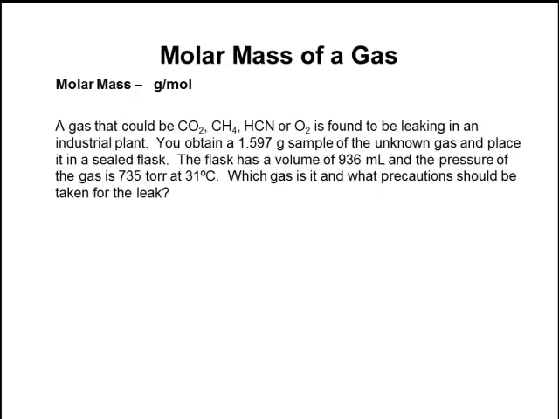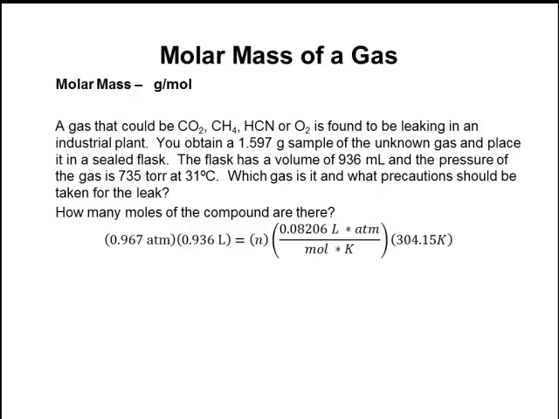Okay, so with molar mass, I want to know grams over moles. So the first thing I need to do is, what's the mass of the compound? Well, I'm given that in the problem. I'm told I have 1.597 grams of the sample. So I know the mass. Now I just need to know how many moles of the compound there are. Well, how am I going to get that? That comes back to the ideal gas equation. I know my pressure, I know my volume, I don't know n, that's my moles. I know R, I know my temperature. Plug it all in, solve for n. I get 3.63 times 10 to the negative 2 moles.